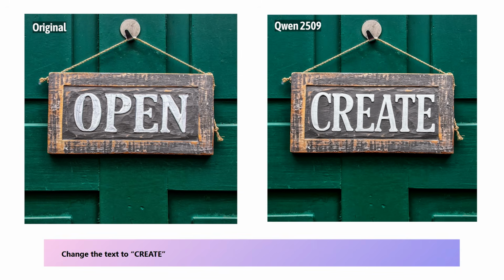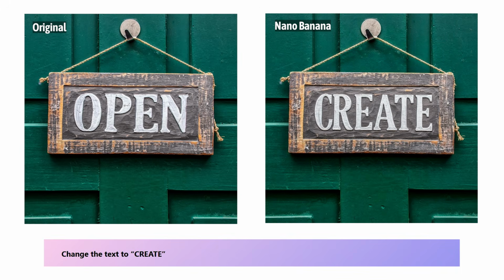For Qwen's version, the text is changed correctly, but it doesn't blend into the wood as smoothly. It looks a little too digitally overlaid compared to the other versions. For Nano Banana's version, the word create looks clean, well integrated, and matched to the original style of the sign. The wood texture and paint look natural, as if the sign was always written this way. What I love about this version is the subtle paint, weathered and distressed, revealing the brown wood underneath.